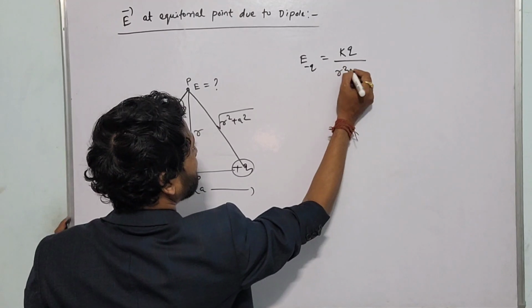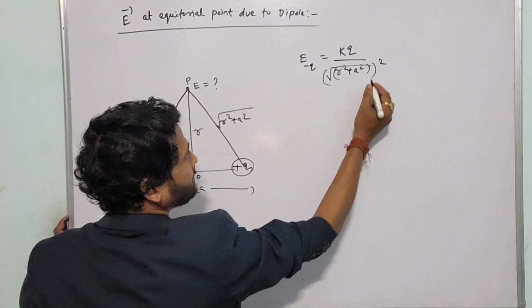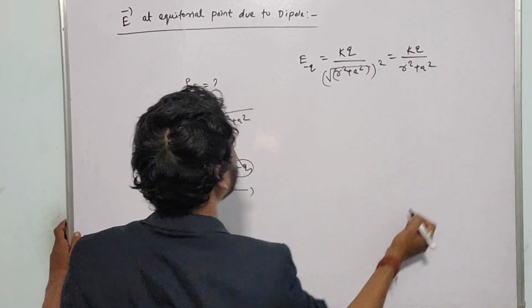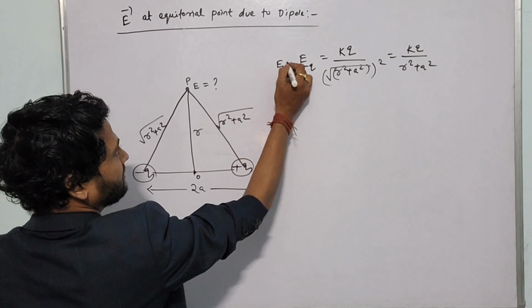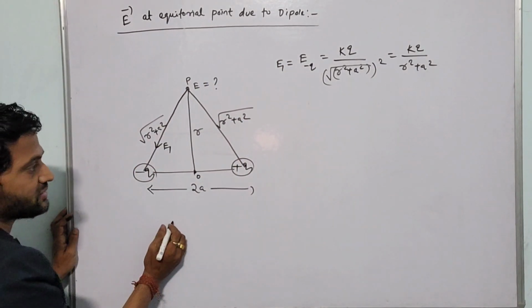What will be its square? Only r square plus s square. And what is the direction? Let it be E1. Direction is towards the negative charge.